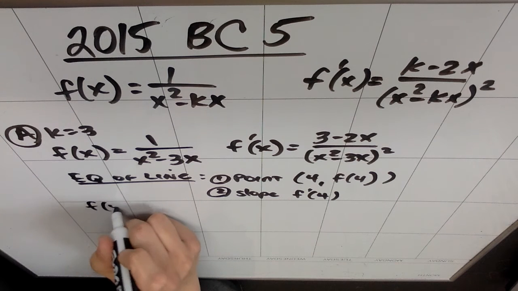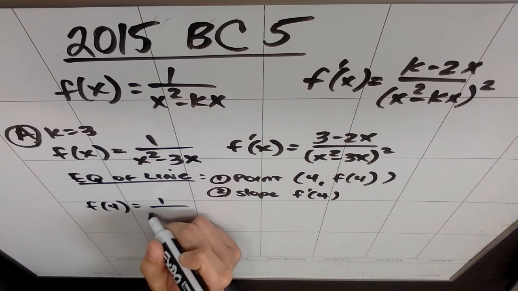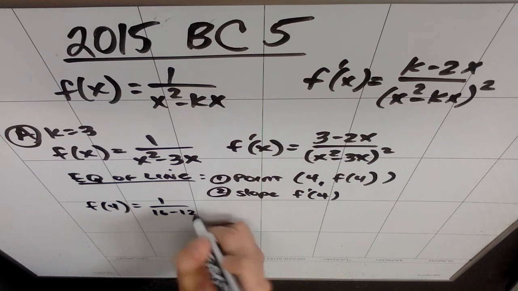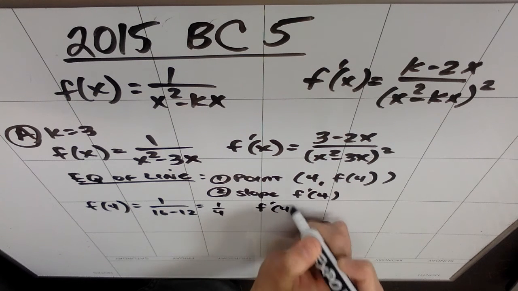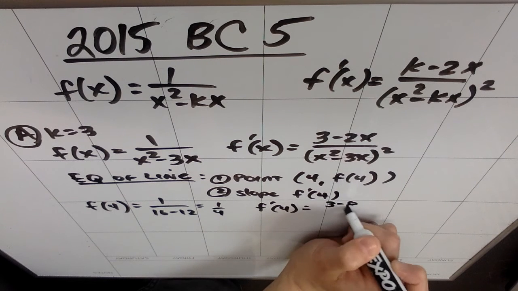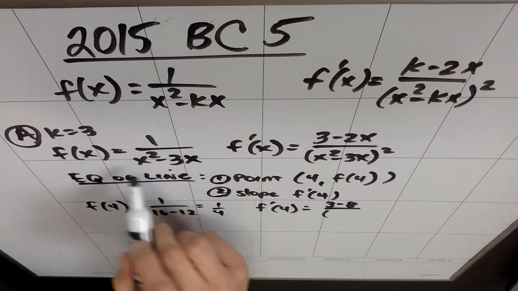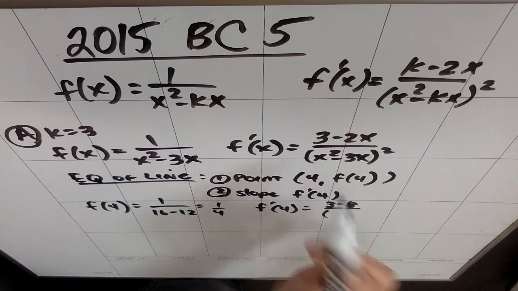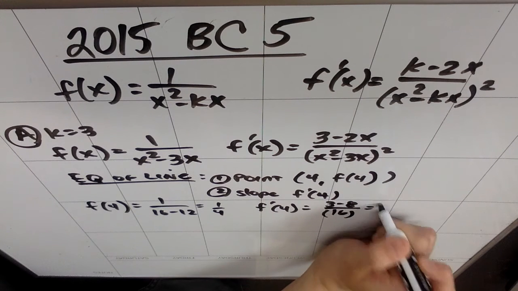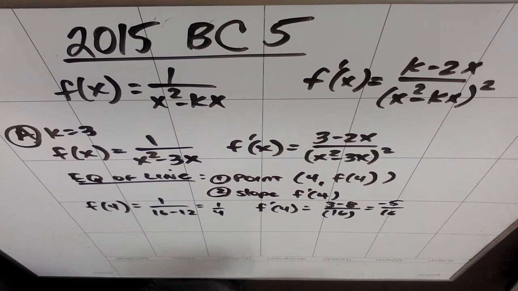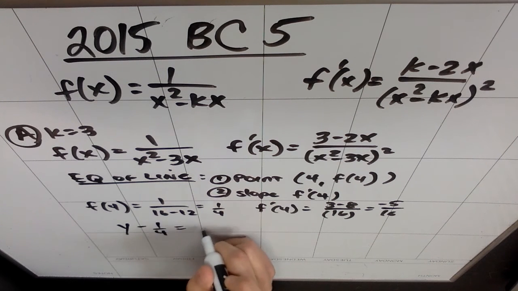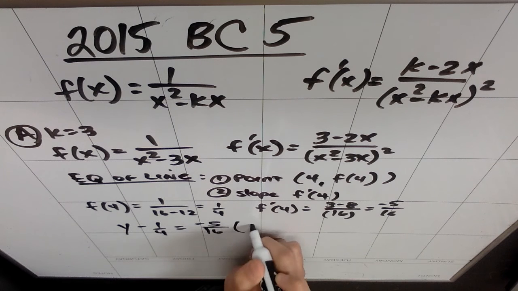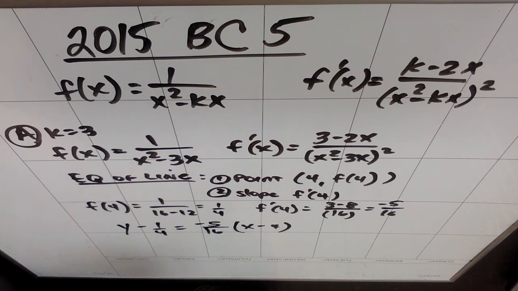So f of 4 is a 1 on top of a 16 minus a 12, right? So that's a 1/4, right? And f prime of 4 should be a 3 minus an 8 on top of, well, we already established that this denominator is a 4, and this thing is that denominator but squared, so that should be over a 16, so I get negative 5/16. So it seems to me that my tangent line, if I write it in point-slope, should be y minus the y value, which was a 1/4, equals m, that's the negative 5/16, times x minus the x value, which is a 4. Now, they did not ask you to solve for y, so this answer is totally fine.